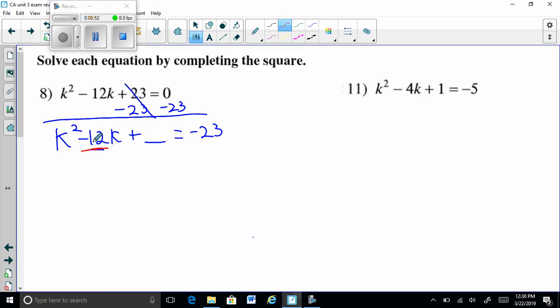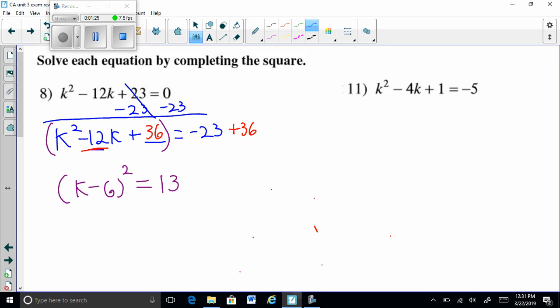So half of that's negative 6. When you square that, it becomes positive 36. So I'm going to put 36 right here, and I have to add 36 to the other side to keep it balanced. This right here is a perfect square trinomial, so that's going to factor into k minus 6, k minus 6, or just k minus 6 quantity squared equals, and let's see, that adds up to 13, I believe.